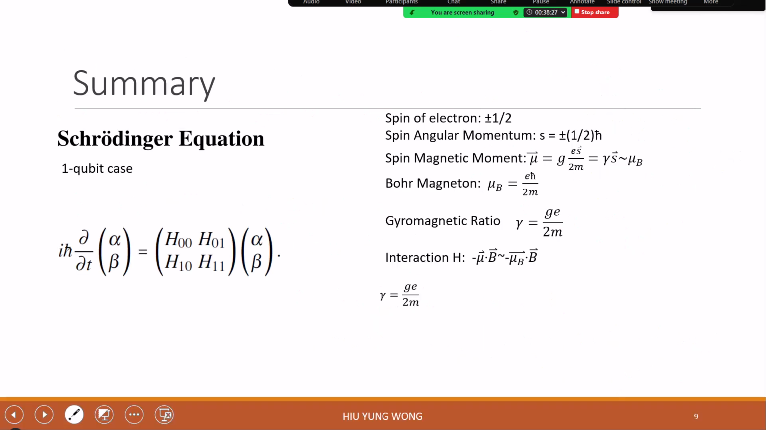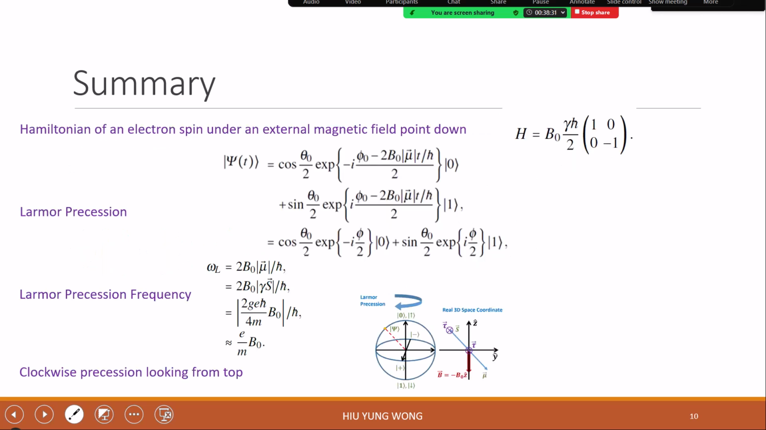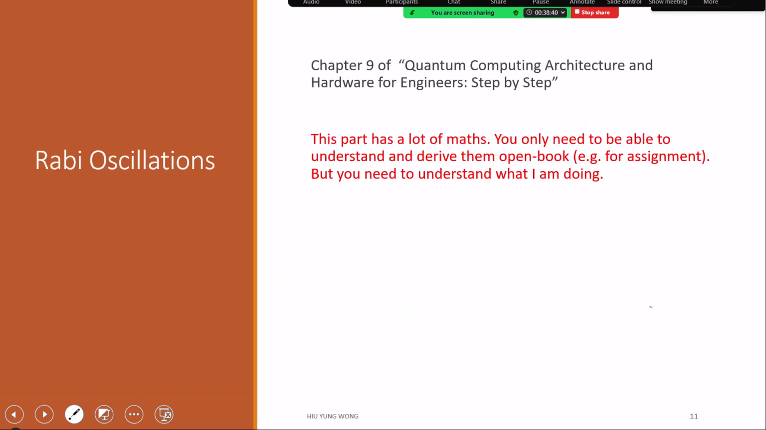Anyway, so here is the summary, right? All including the gamma you just mentioned. You can go back and take a look at all these equations. I should be able to share the book chapter with you this weekend. Okay, so we are done with this simple Larmor precession.